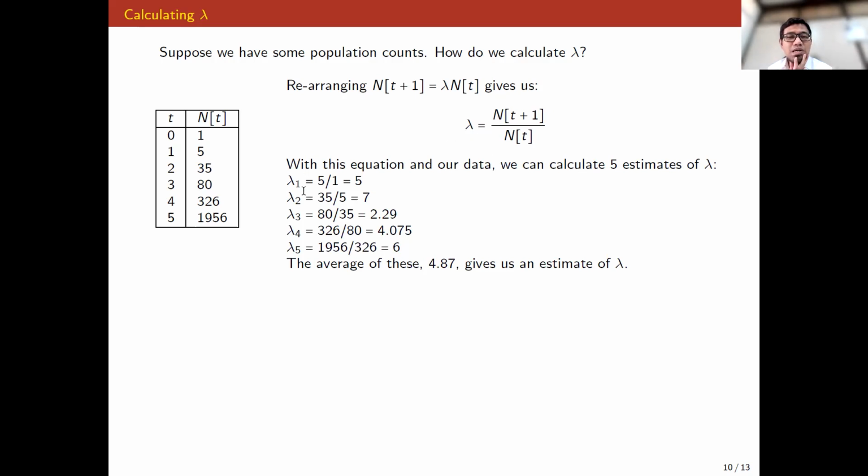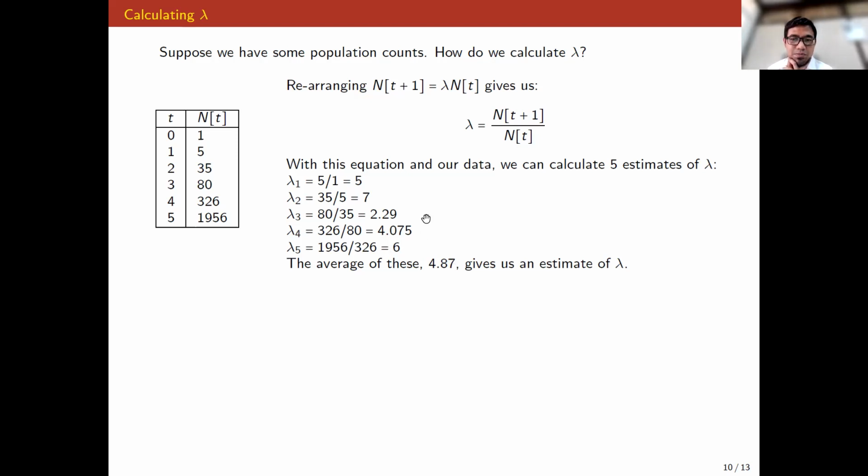So lambda 1, for example, if we have t equal 0, lambda is equal to N1 divided by N_0. N1 is 5 and N_0 is 1, so 5 per 1 is 5. This is the first lambda. The second lambda is 35 divided by 5, which is equal to 7. The third lambda is 80 divided by 35, which is equal to 2.27. And so on, until we have lambda 5, 1956 divided by 326, which is 6.